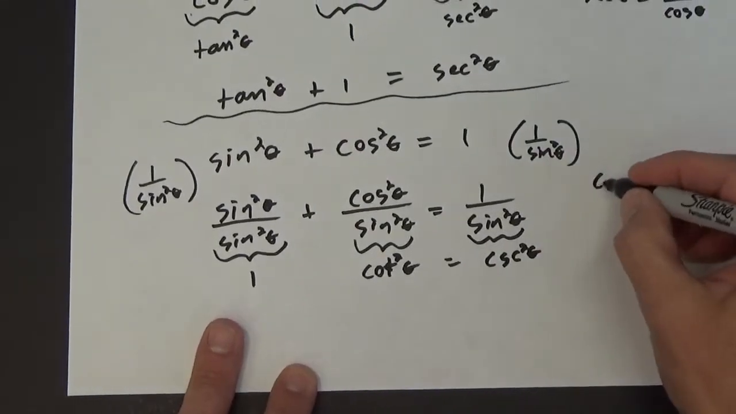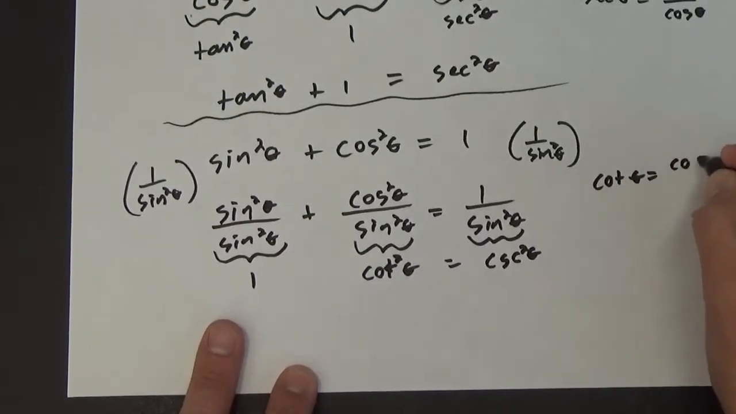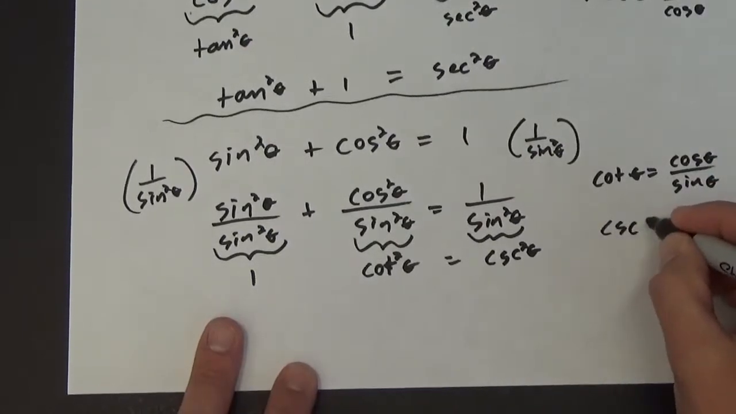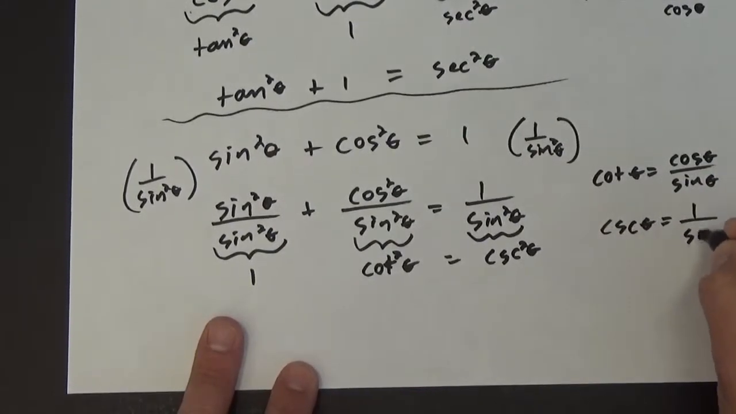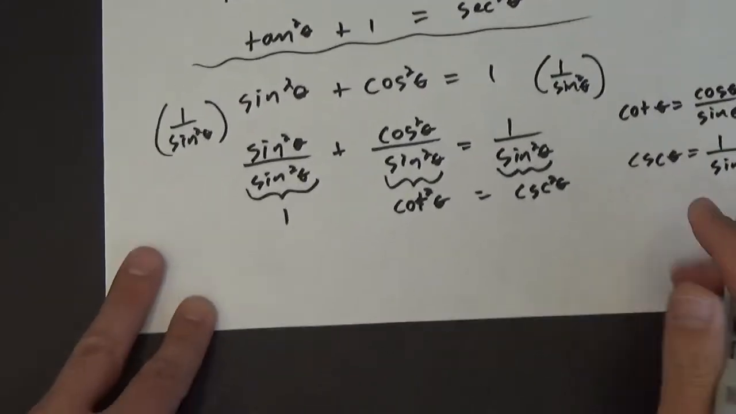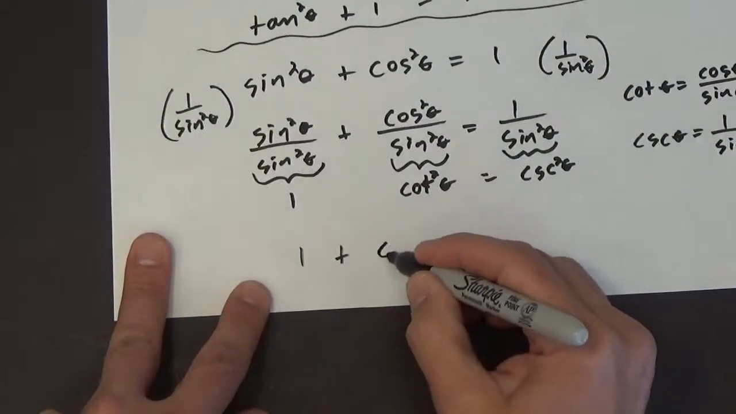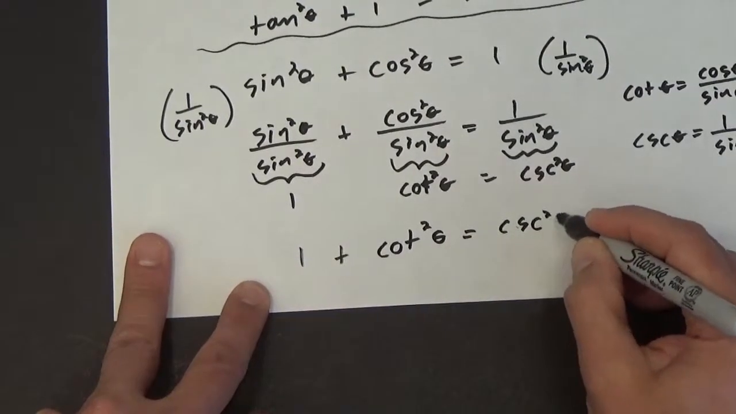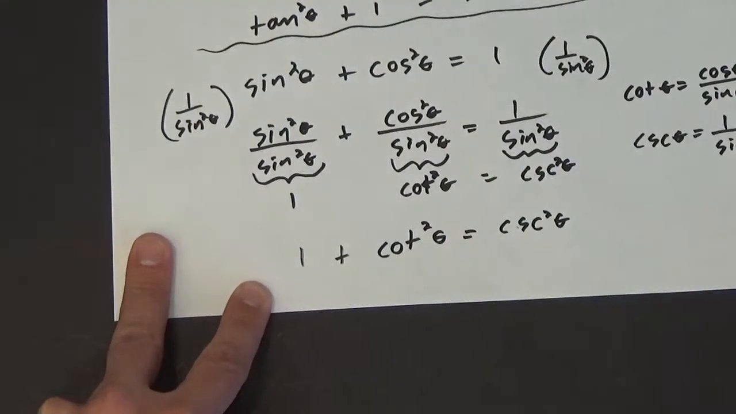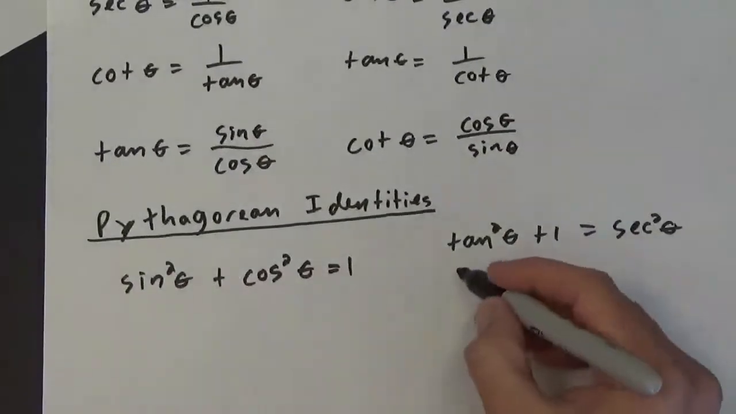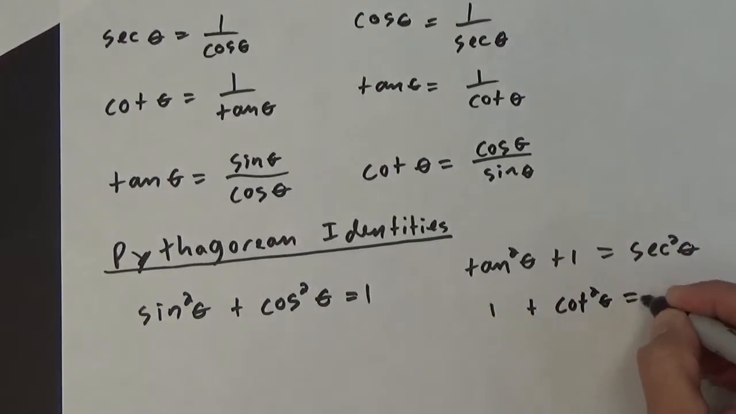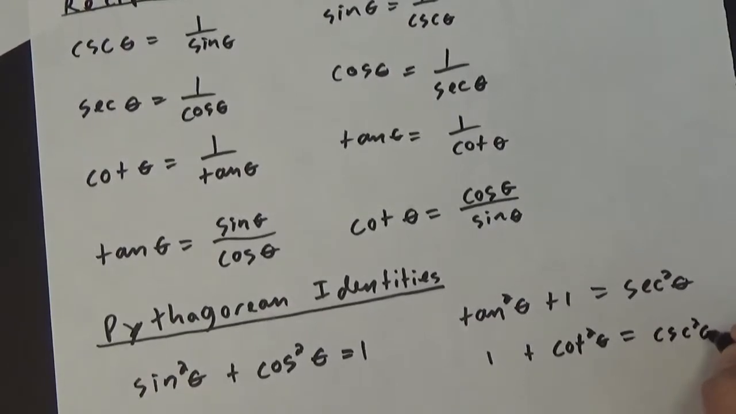Let me write that over here. The cotangent of theta is the cosine of theta over the sine of theta, and the cosecant of theta is 1 over the sine of theta. And so we end up with 1 plus the cotangent squared of theta equals the cosecant squared of theta. And that is our final Pythagorean identity: 1 plus the cotangent squared of theta equals the cosecant squared of theta.